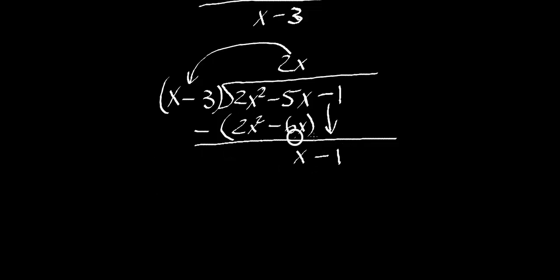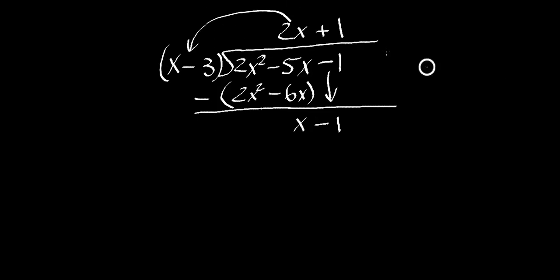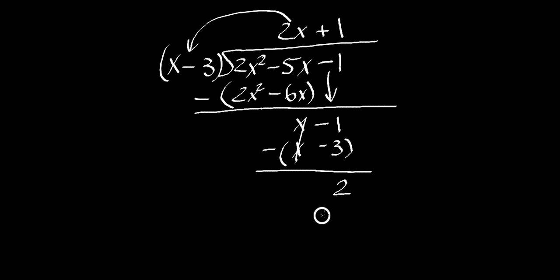x times what equals x? Well, x times 1 equals x, right? So x goes into x 1 time, plus 1. 1 is a constant, under the constant terms. Multiply 1 times x is x. 1 times negative 3 is negative 3. You're subtracting. x minus x cancels. Negative 1 plus 3 is positive 2, right?